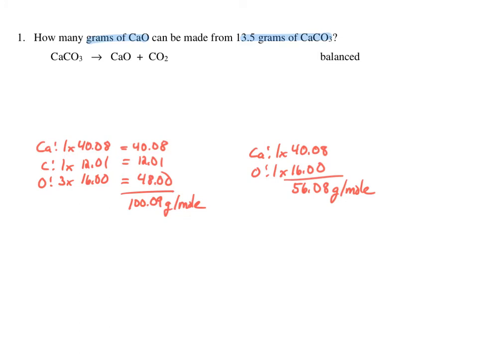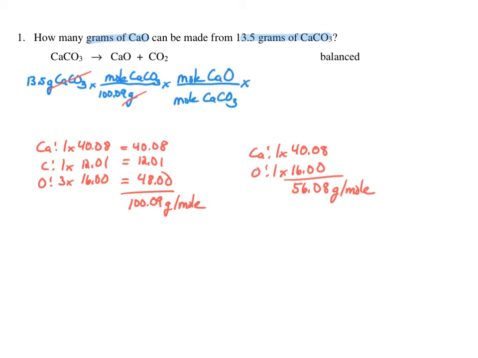We want to start with the measured number we're given, 13.5 grams of calcium carbonate. We're going to have to convert that to moles. Now that we know the moles of calcium carbonate, we can relate that to moles of calcium oxide using our balanced chemical equation. This is a very forgiving problem in that it's a 1-to-1 mole ratio. Now that we know the moles of calcium oxide, we can calculate the grams of calcium oxide.